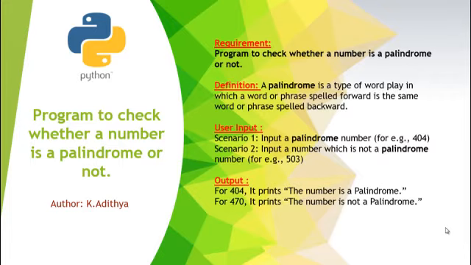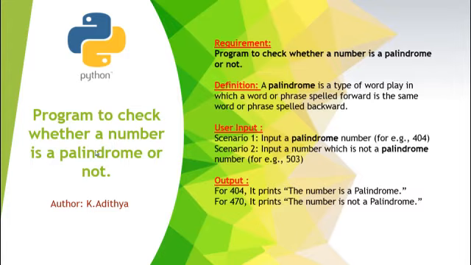Welcome to my channel. Today I am going to show you how to write a program to check whether a number is a palindrome or not in Python. First we need to know the definition of a palindrome. A palindrome is a type of wordplay in which a word or phrase spelled forward is the same word or phrase spelled backward.